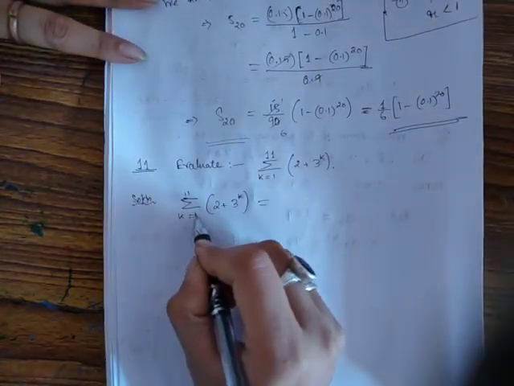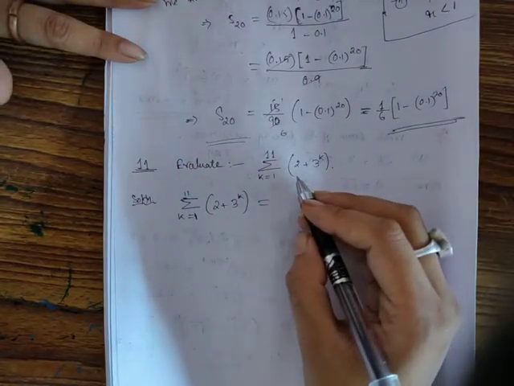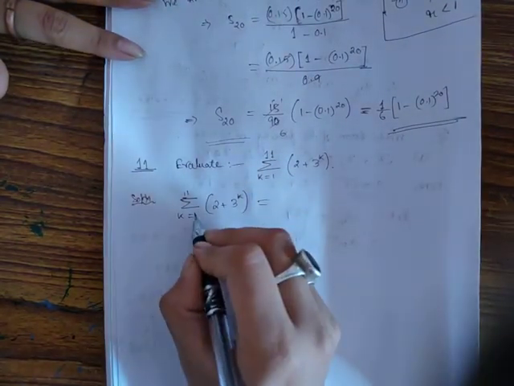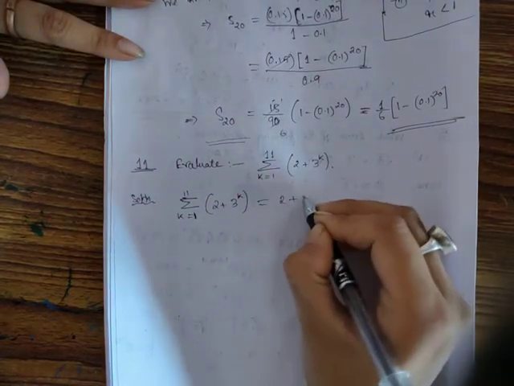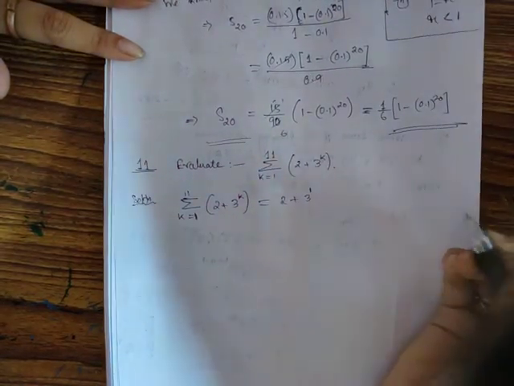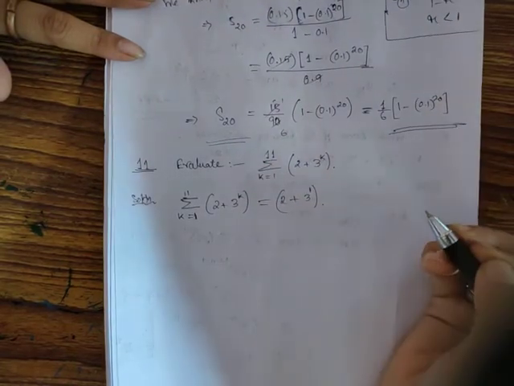So take k equal to 1. When k is equal to 1, we get 2 plus 3 to the power 1. That is the first term.